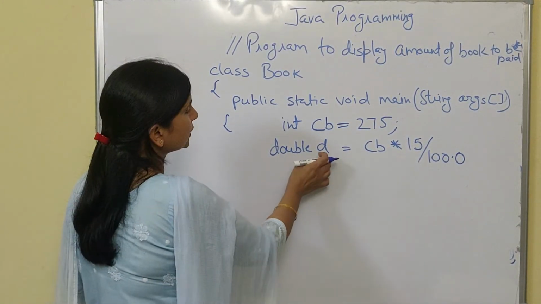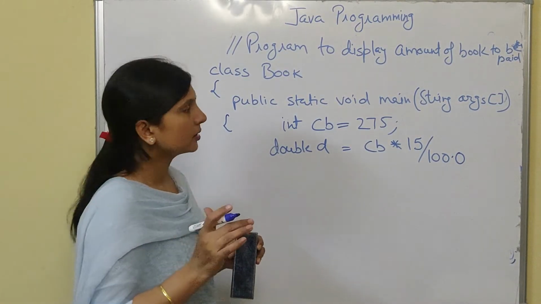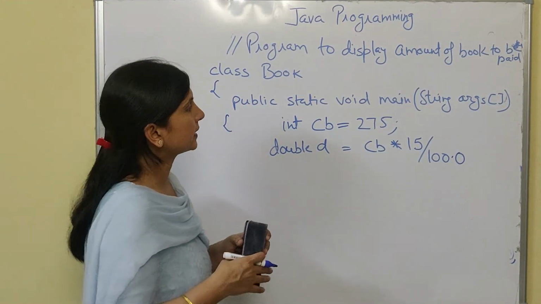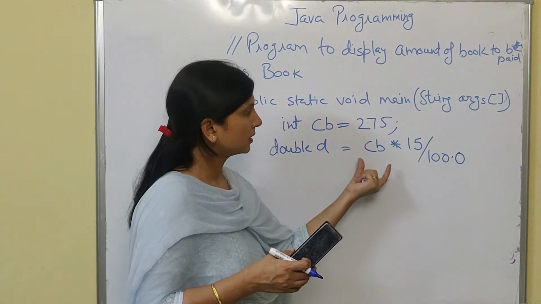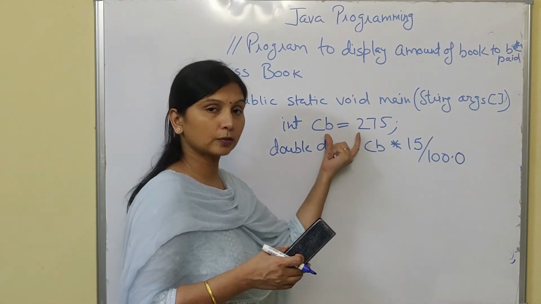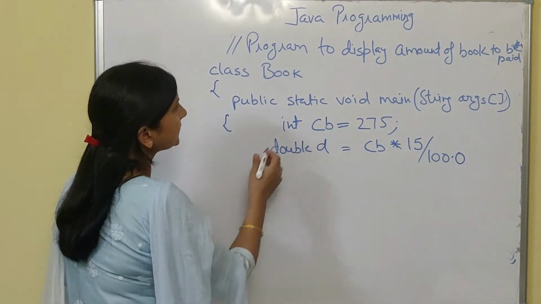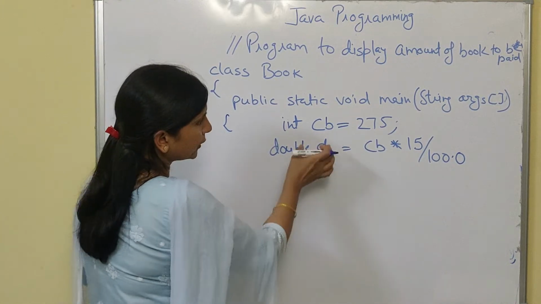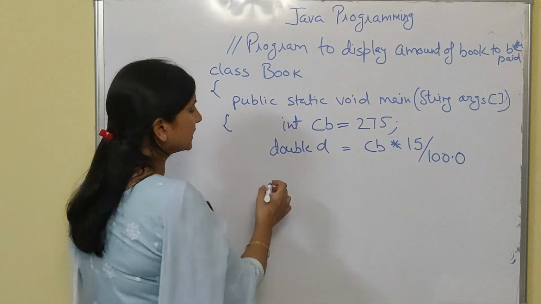Now we have got the discounted price. Now what amount is to be paid? How will you calculate? You will subtract from the cost of book. What will you subtract? From the cost of book, you will subtract the discount. So what will you get? Amount payable, or amount of book. So when you subtract double from integer, again you will get double.